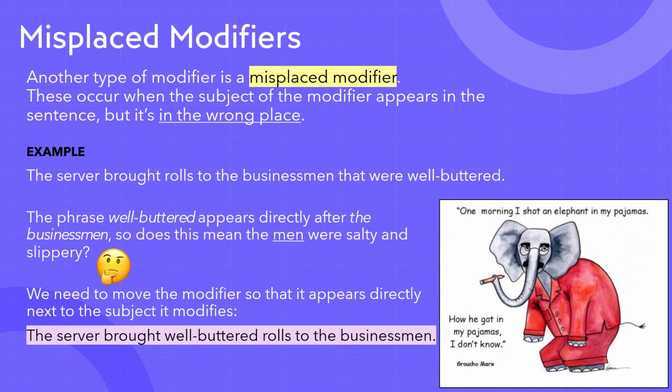What needs to happen is that the modifier has to be repositioned so that it appears directly next to the subject it modifies. The server brought well-buttered rolls to the businessman. Now it's clear in literal terms that the rolls are what is well-buttered.